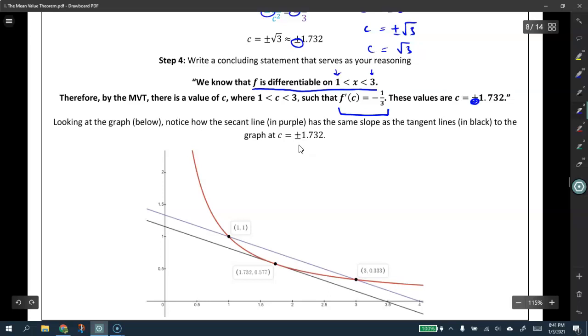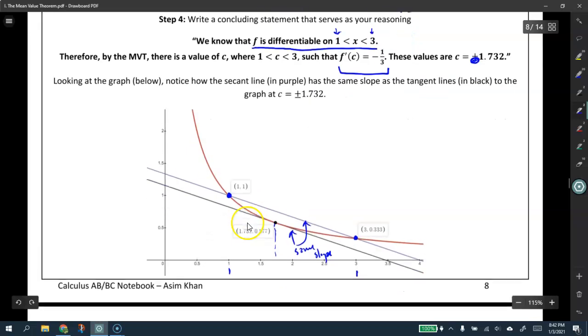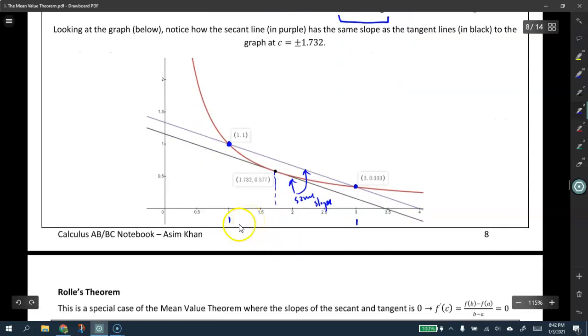Really quickly, I have a graph for you just to convince you a little better. Here is (1, 1). Here is 3, 0.333, or basically 1/3. Those are your f of 1 and your f of 3. And notice that at 1.732, which does fall within the interval 1 to 3, there is a tangent line that has the same exact slope as the secant line. So they have the same slopes. And that's essentially what the MVT is trying to prove, that there is such a point c where the two lines would have the same exact slope. That's all there is to it.